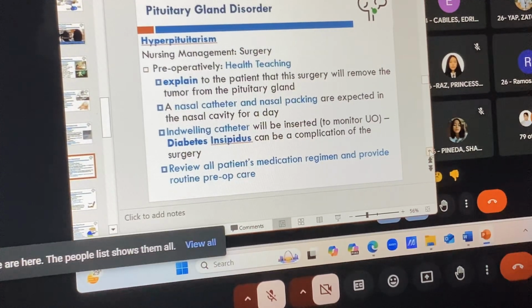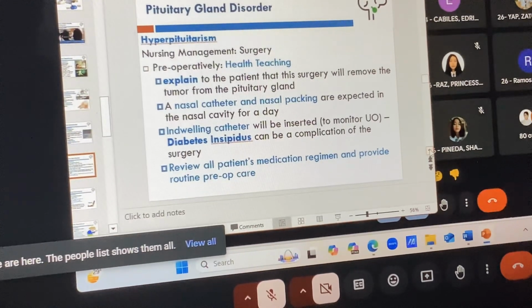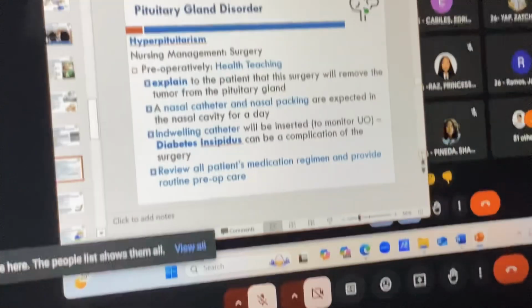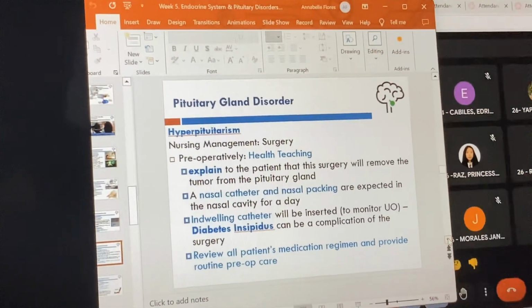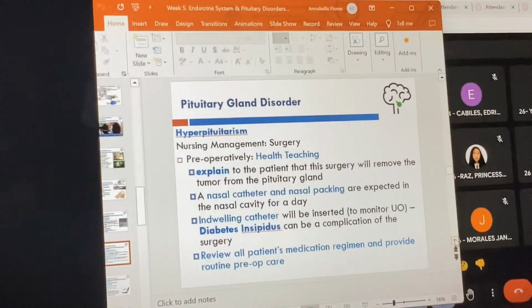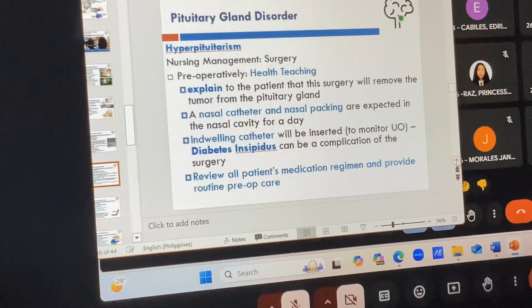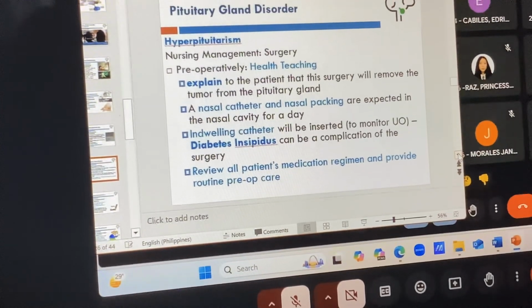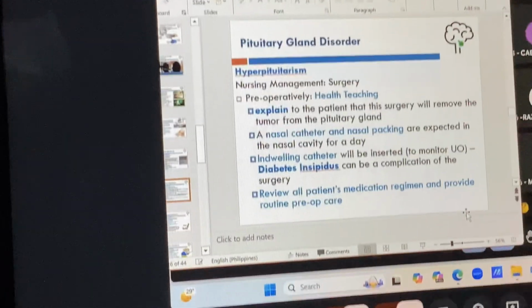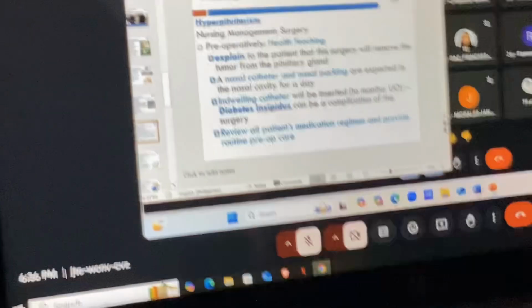So ngayon, i-monitor natin yung urine output. Now, ang urine output should be, ideally, 30 to 50 cc per hour. So ngayon, pag more than that, pag nag-100 per hour ang patient nyo, you need to report this to your physician. Okay? Kasi nga, ang pasyente natin is having this complication of diabetes insipidus. Then, of course, we're gonna review all the medications and provide a routine review of care.